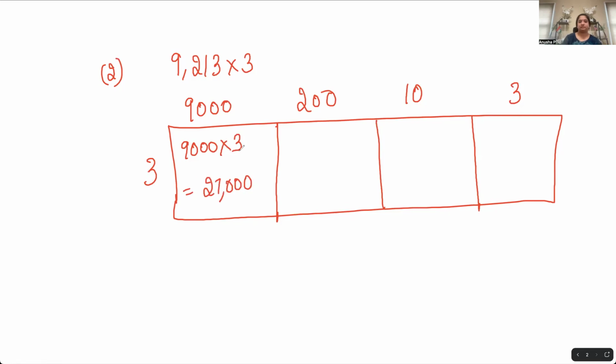27,000. 9 times 3 is 27 and 3 zeros. 200 times 3 is 600. 10 times 3 is 30. And 3 times 3 is 9.